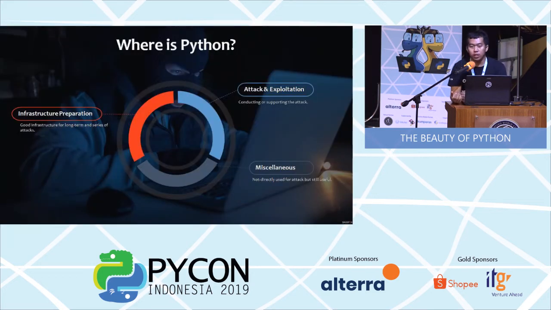Where's Python used in our red team operation? Python can be used as infrastructure preparation, to prepare infrastructure for attacking, or to be used in the attack or exploitation, or maybe something that is not used directly in attack, but it helps us to shorten the analysis of attack.